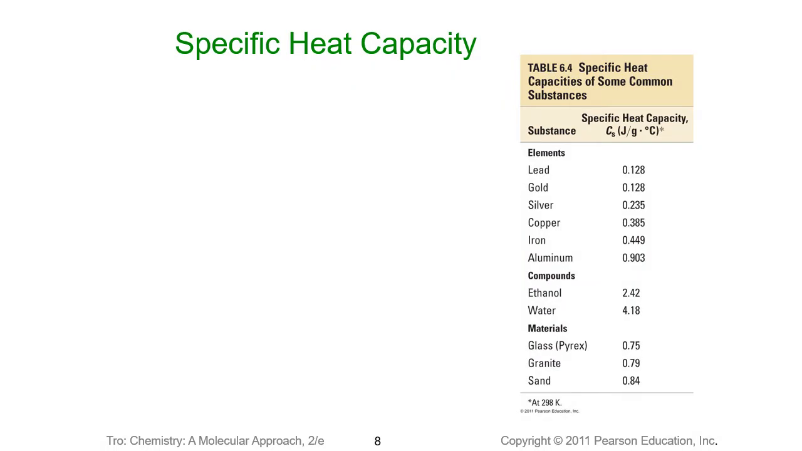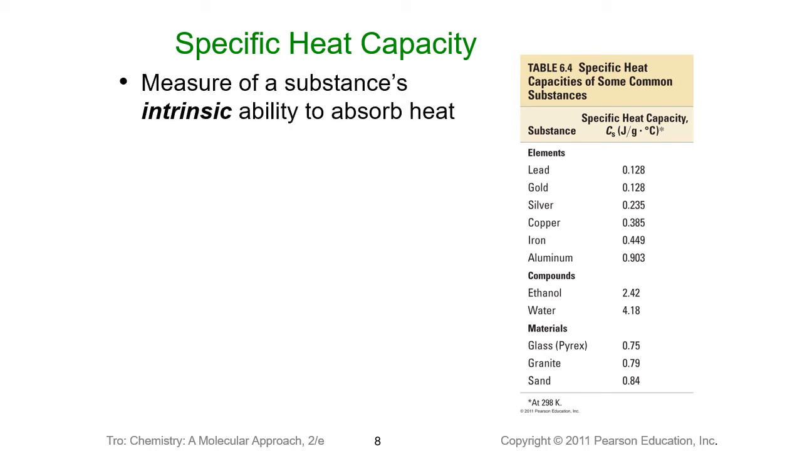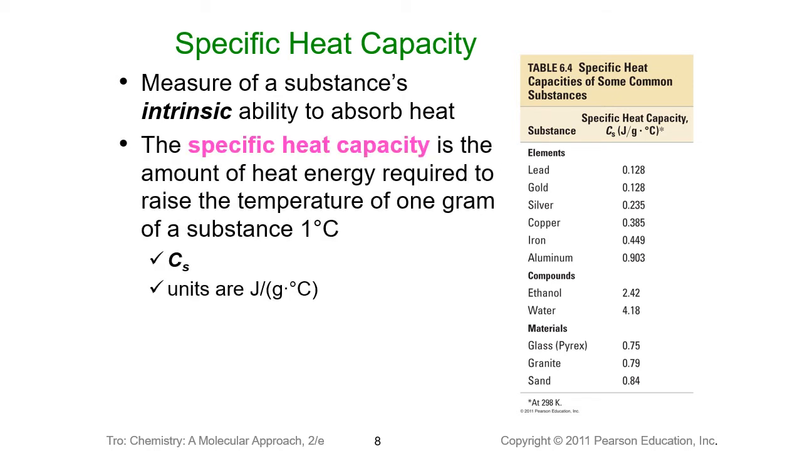We also have something called specific heat capacity, and this depends on the type of material that we have. The specific heat capacity tells us the ability of that material to absorb heat. The units that we use for this are joules per gram degree Celsius, because it's the amount of energy required to raise 1 gram of the substance 1 degree Celsius.